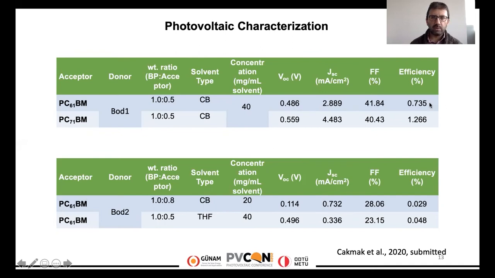Again, the efficiency is about doubled, and we got a maximum efficiency of around 1.3% with this solar cell structure. Generally, in the literature, PC71BM works better, which can be attributed to the higher absorption of this acceptor and its lower LUMO value.